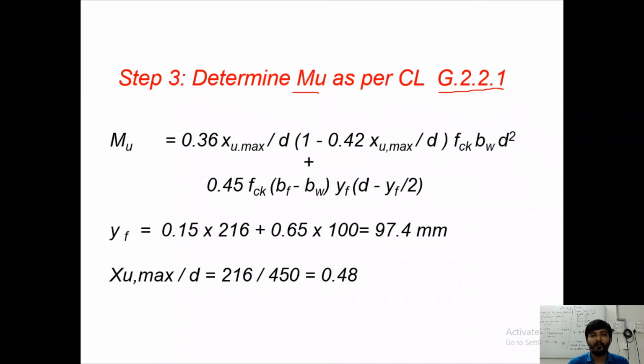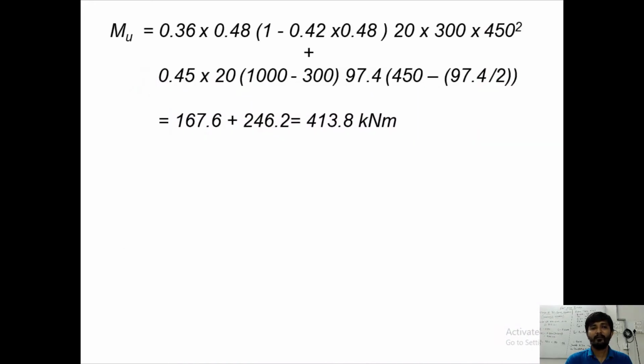We have this formula: MU is equal to 0.36 XU max by D into (1 minus 0.42 XU max by D) FCK BW into D square plus 0.45 FCK into (BF minus BW) into YF into (D minus YF by 2), where YF we calculated as 97.4 mm, XU max by D we get as 0.48. So if you put all the values in the equation of MU, you will get your MU moment of resistance as 413.8 kilonewton meter.